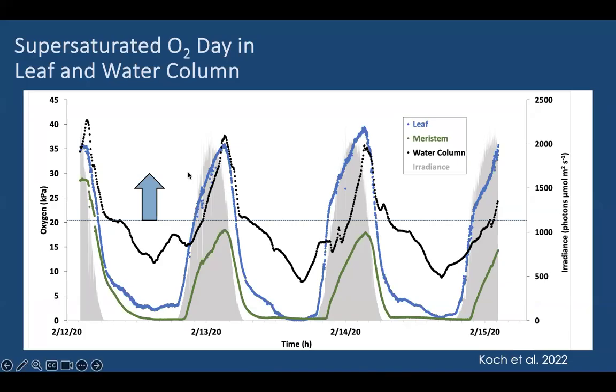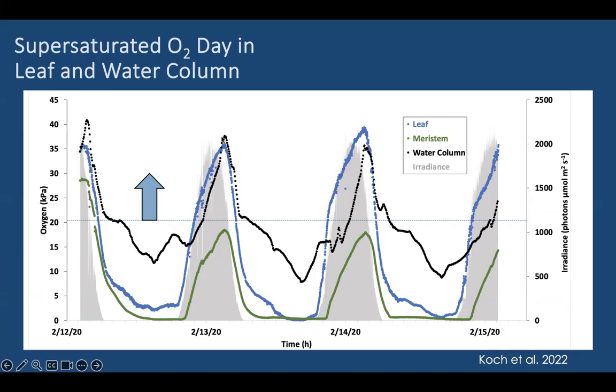Here you can see the leaves in blue, the meristems in green, and the water column in black. And this gray is light, so this is irradiance in micromoles per meter squared per second. What we can see here, a few things to note, is that the leaf partial pressure of oxygen is about 2 times the atmospheric oxygen saturation. So there's a lot of oxygen being produced by the leaves, and a lot of that is then going into the water column.